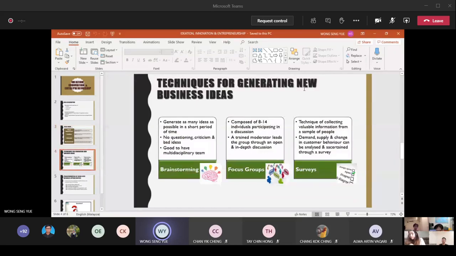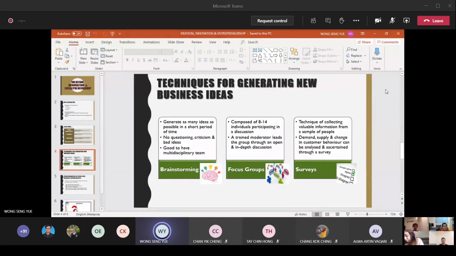So there will be three techniques in how to generate your new business idea. Number one will be brainstorming. When you have a brainstorming session or discussion with your stakeholders or partners, even with your employees, it will help you generate a very good business idea and have very fruitful discussions.